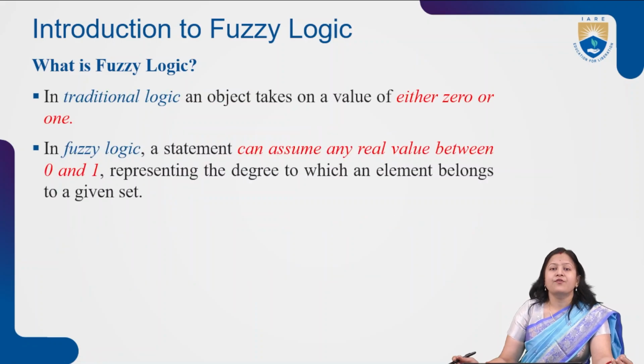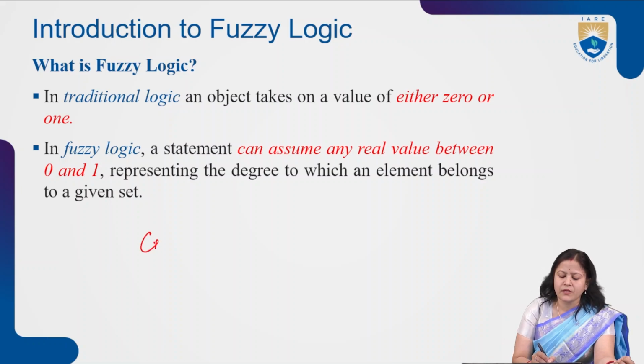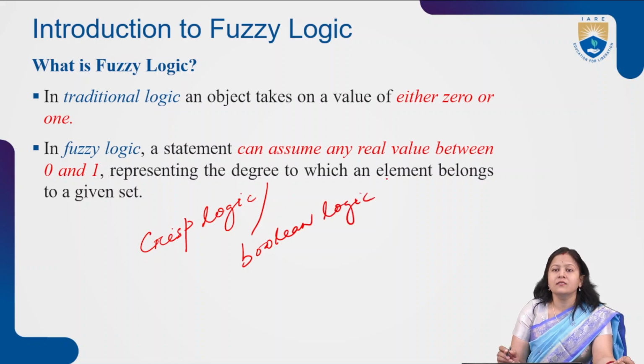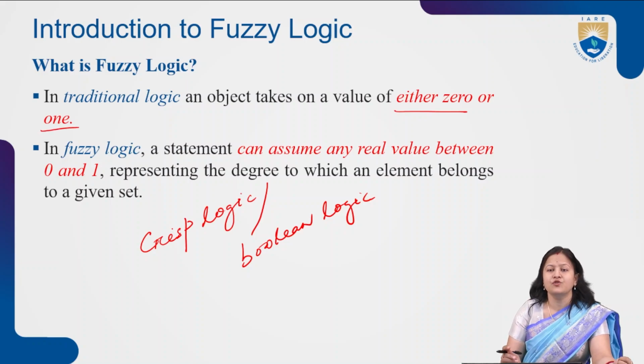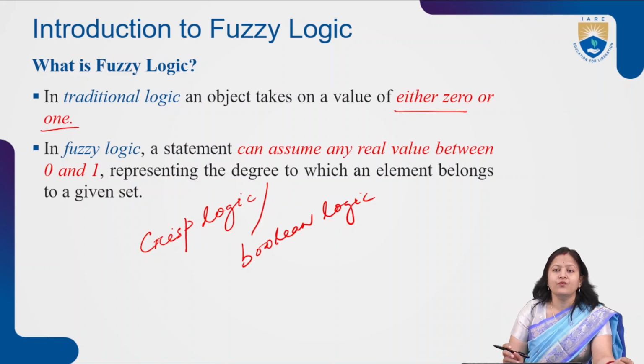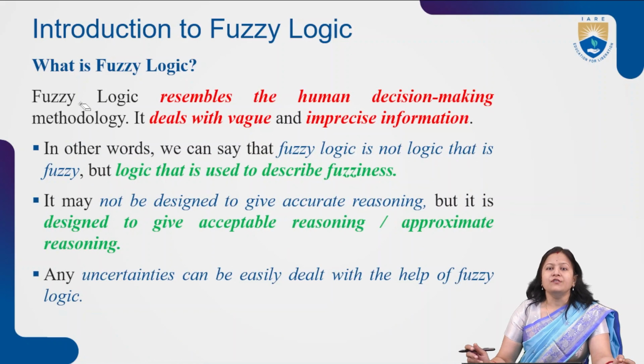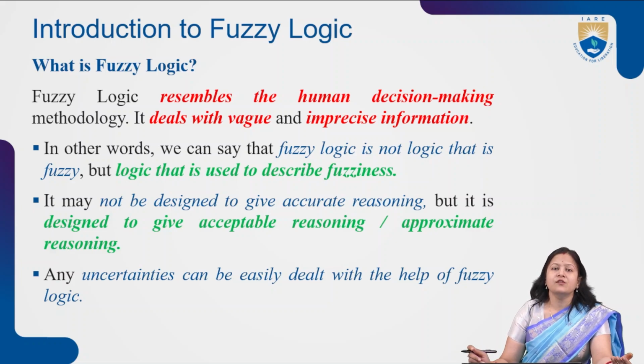As I told, traditional logic is called the crisp set, the crisp logic, or the Boolean logic, where two values are considered: either it is 0 or it is 1. But in the case of fuzzy logic, the statement can assume any real value between 0 and 1, representing the degree of truthness to which an element belongs to a given set. So in fuzzy logic, it resembles the human decision making methodology.